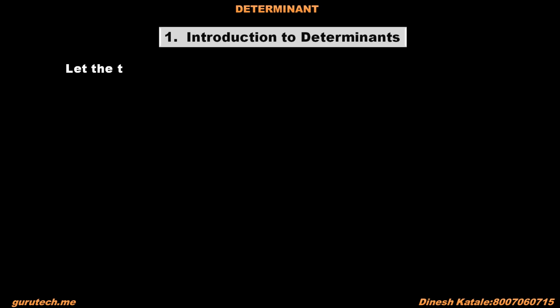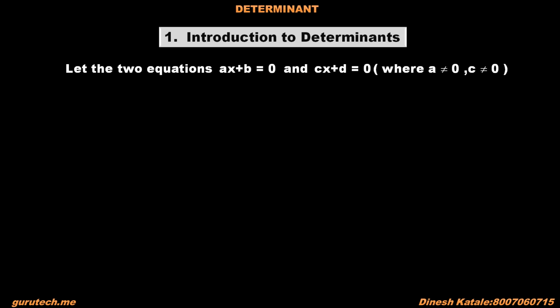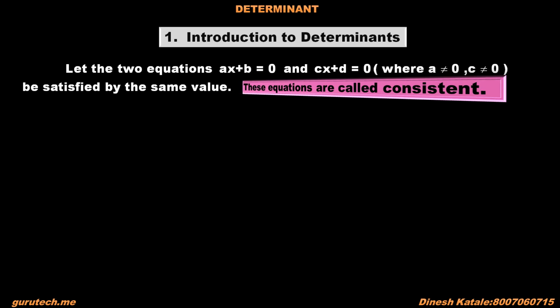Let the two equations ax plus b is equal to 0 and cx plus d is equal to 0, where a is not equal to 0, c is not equal to 0, means coefficients of x are non-zero. If these are satisfied by the same value, that is, these two equations have common solutions, then these equations are called consistent.